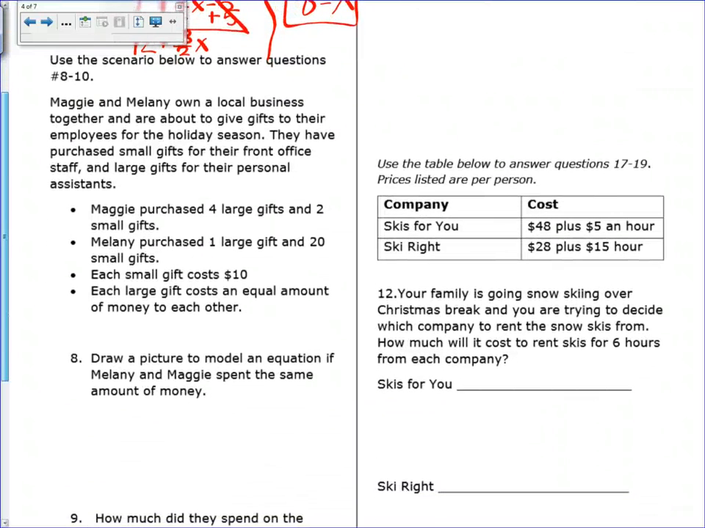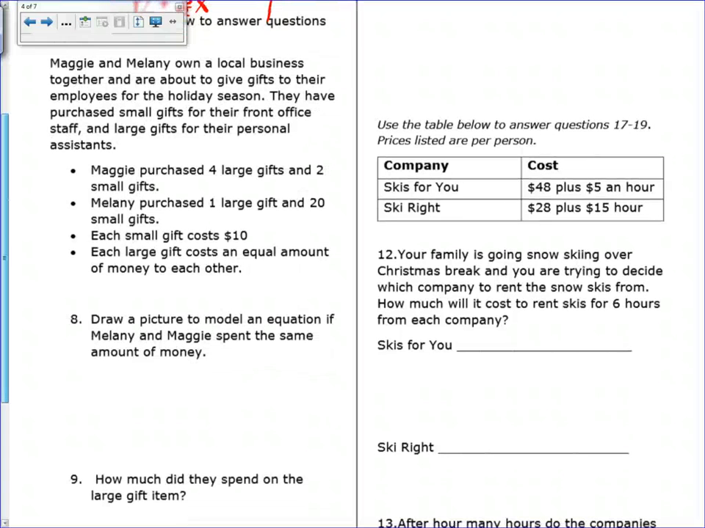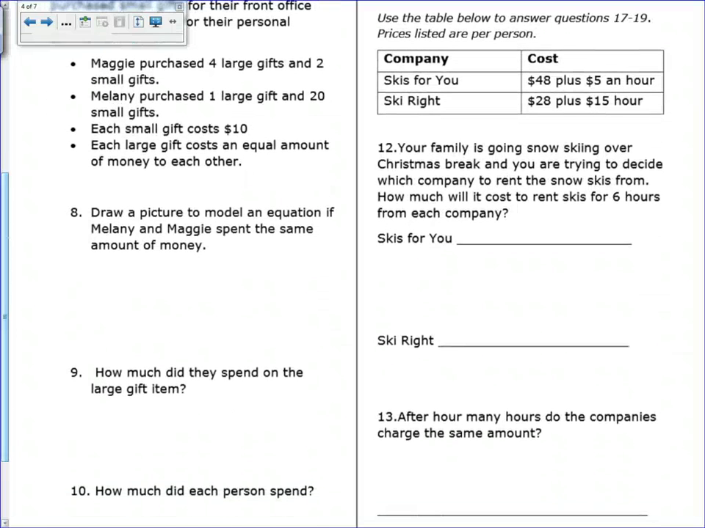Numbers 8 through 10. Use the scenario below to answer the questions. Maggie and Melanie own a local business together and are about to give gifts to their employees for the holiday season. They have purchased small gifts for their front office staff and large gifts for their personal assistant. Here's what we know about their gifts. Maggie purchased 4 large gifts and 2 small gifts. Melanie purchased 1 large gift and 20 small gifts. Each small gift costs $10, and each large gift costs an equal amount of money to each other.